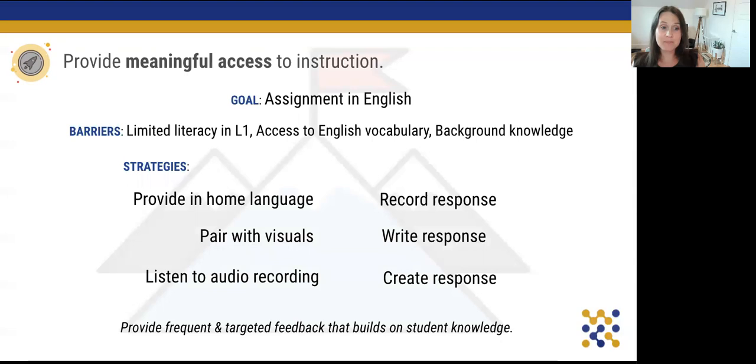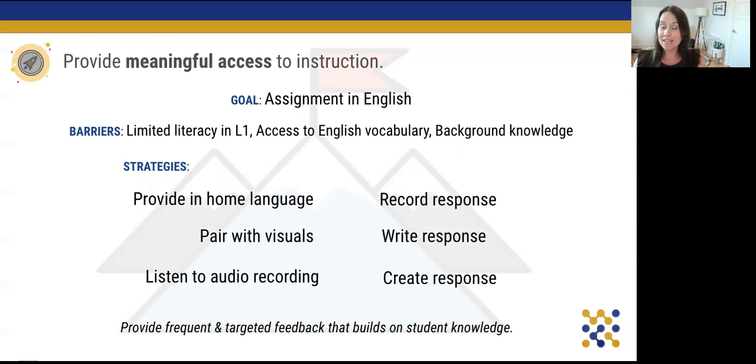So here's an example of how we could do that. This is one way that you could begin to design a lesson with accessibility in mind. The key here is to increase opportunities and increase the variety of those opportunities, then provide frequent and targeted feedback that builds on student knowledge.